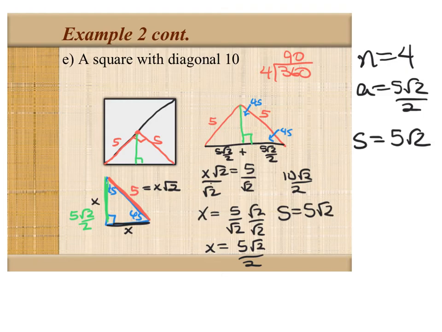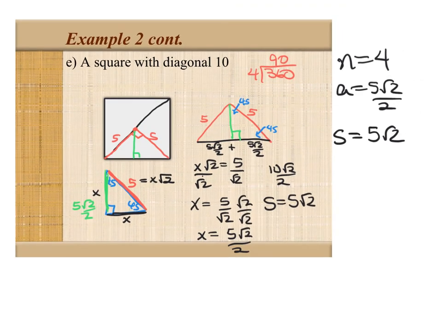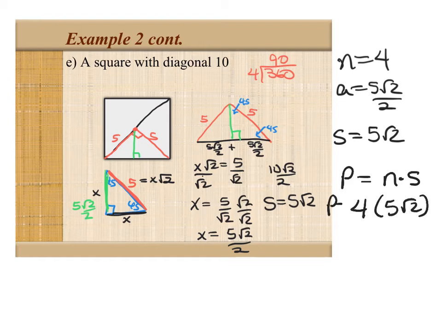I now need to calculate the perimeter. The perimeter can be found by multiplying the number of sides times how long each side is. So it's 4 sides, and each side length is 5 square root 2. So then I'll multiply the 4 times 5, and my perimeter of the square is 20 square root 2 units.